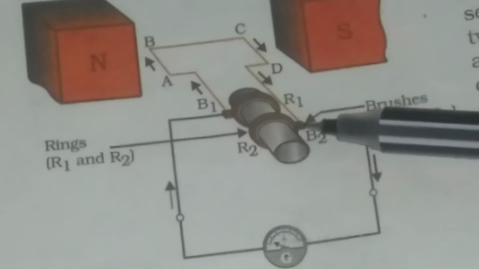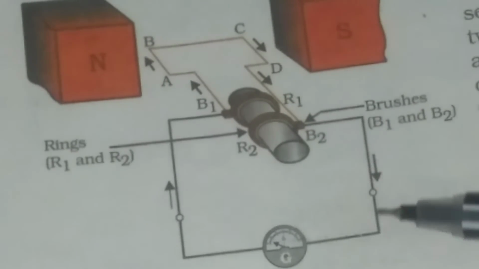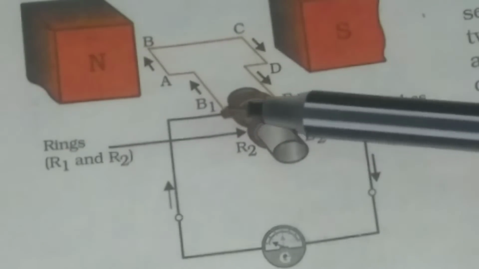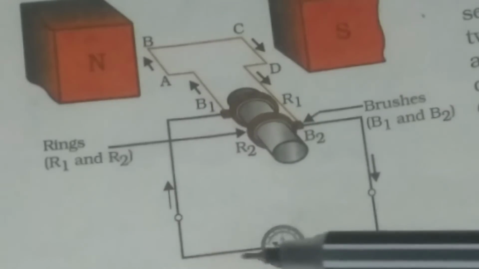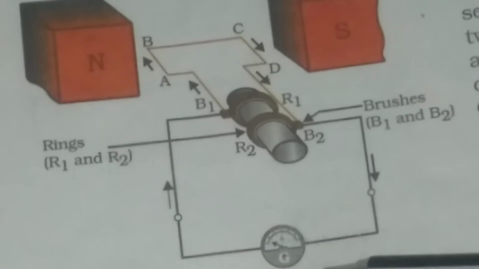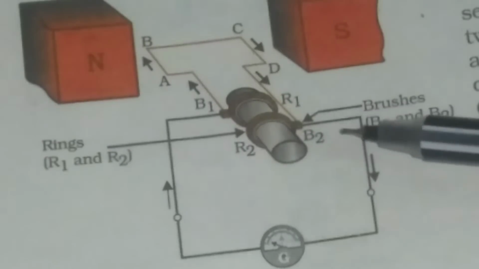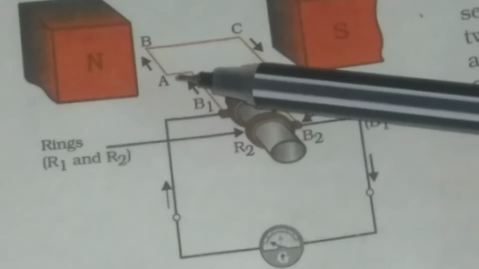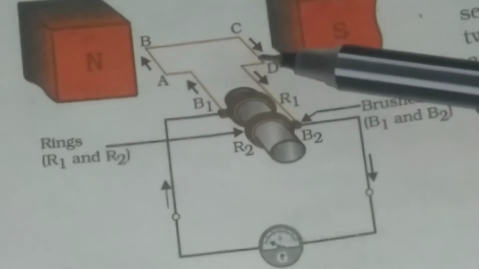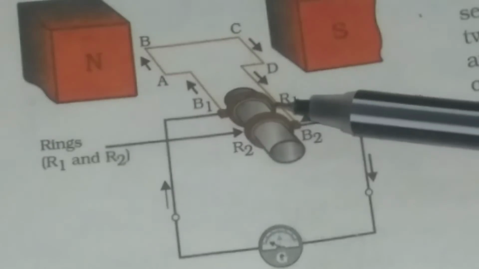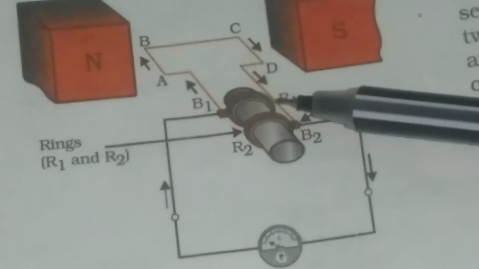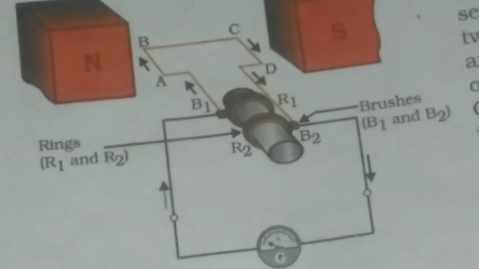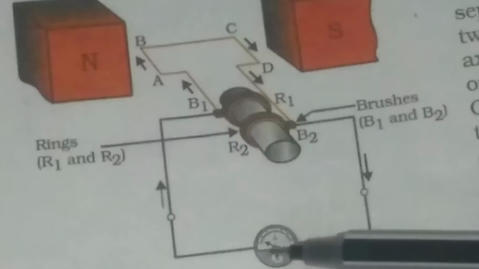For the first half, the direction of the current flow is like this, and for the second half, the direction of the current flow is from this side. So the current you get in the output is alternating current. First half, the current will go through this side, and in the second half, this AB will be here. So the current will be delivered by brush B1, so current will be in this direction. Therefore, in the output we get AC current.